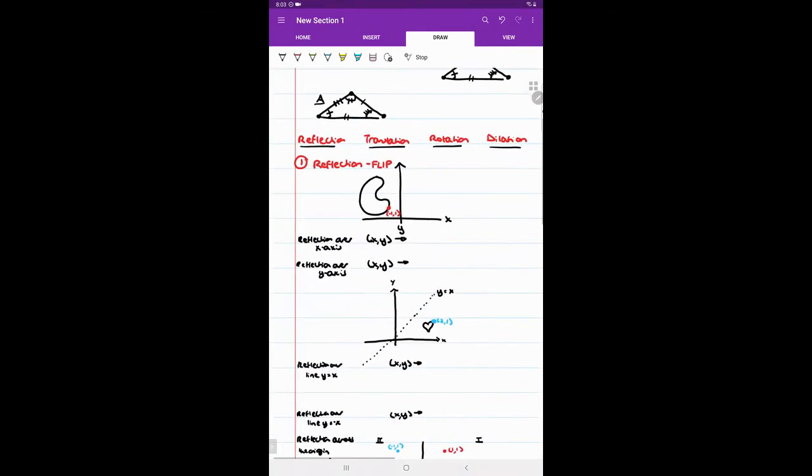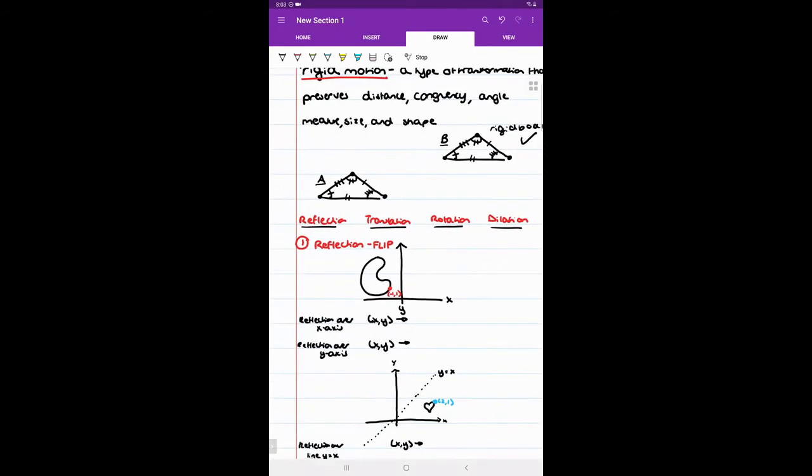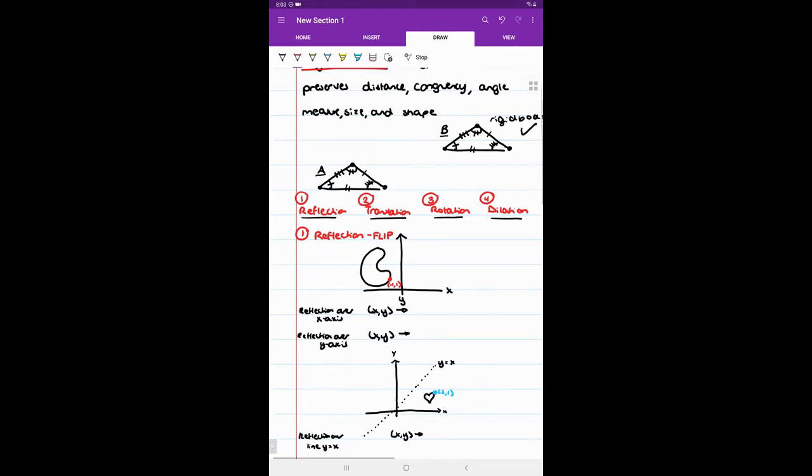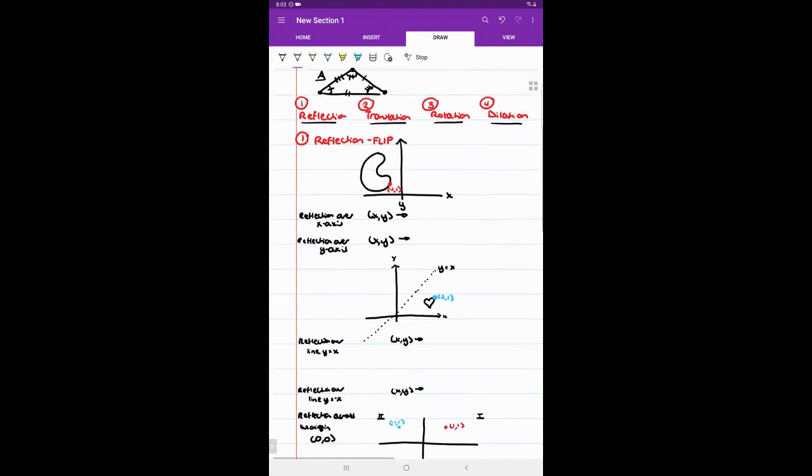The types of transformations that we're going to be going over are reflection, translation, rotation, and dilation. Dilation is the only one where it may or may not be rigid, but likely isn't, but we'll get into that. So the first one we're going to be talking about is reflection.